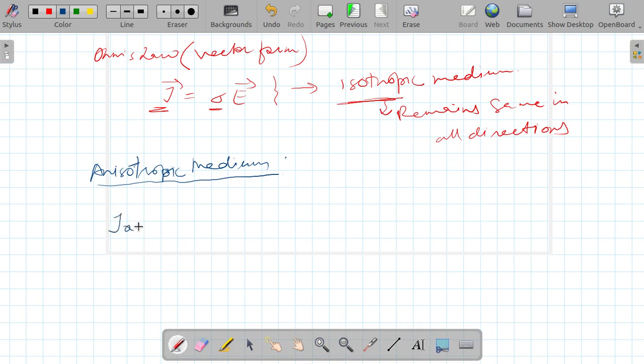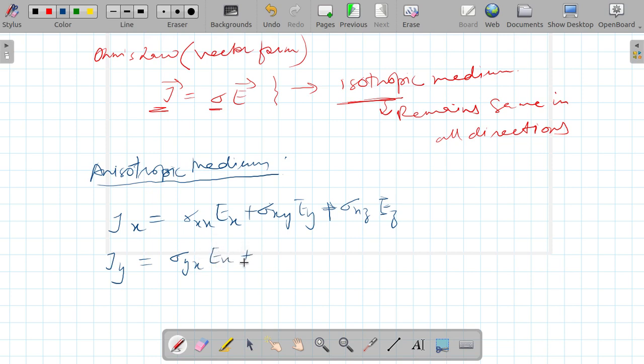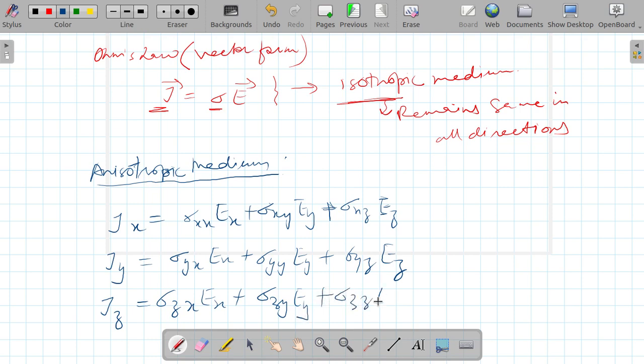But if the medium is not isotropic, then in different directions different current will flow. So now I am considering the anisotropic medium, where current flow in different directions will be different. To represent that, I can express it in this form: Jx = sigma xx Ex + sigma xy Ey + sigma xz Ez, and Jy = sigma yx Ex + sigma yy Ey + sigma yz Ez, and Jz = sigma zx Ex + sigma zy Ey + sigma zz Ez.